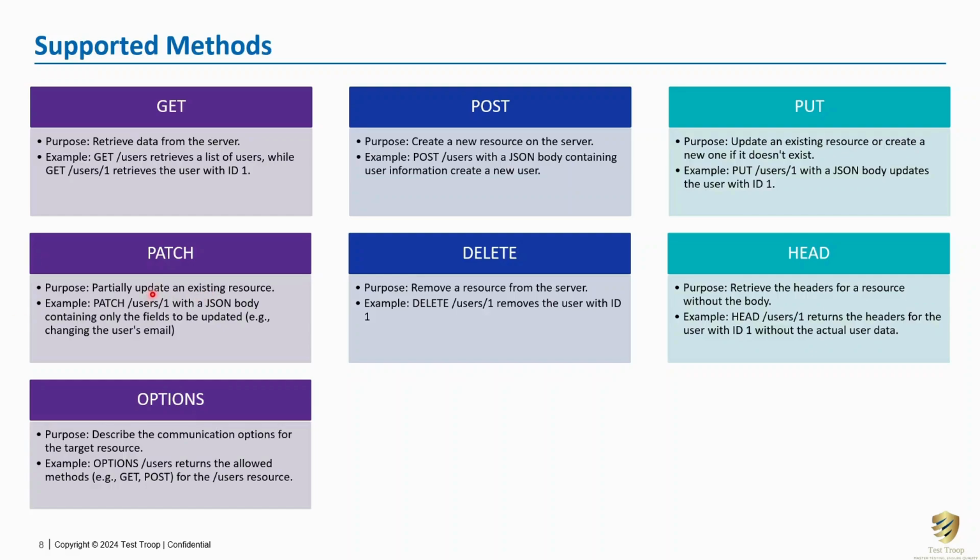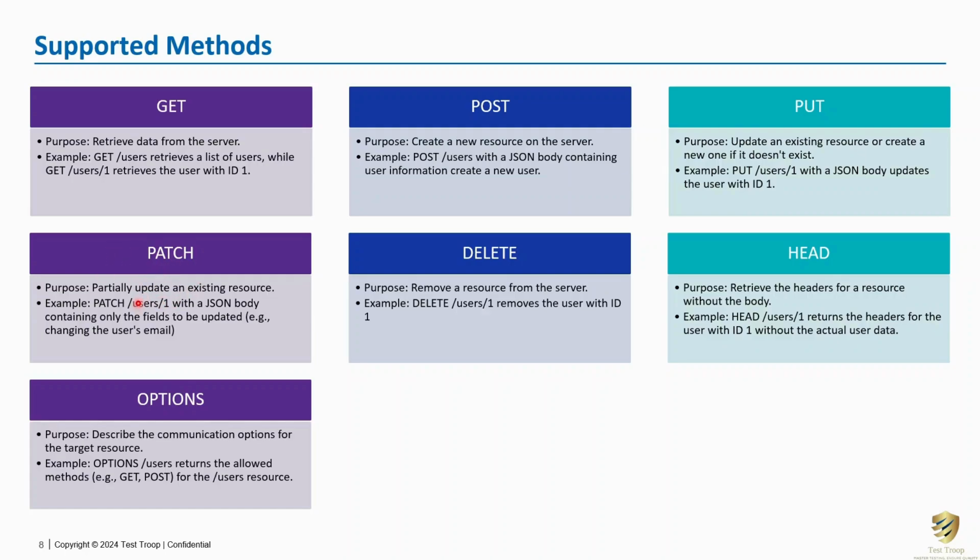The patch method is used to update the resource partially. For example, if you want to update only the email ID, you can use the patch method to update the email ID of a given user. In this case, unlike the post and put, you need not send the complete resource representation as part of the resource body.